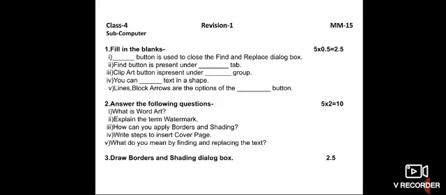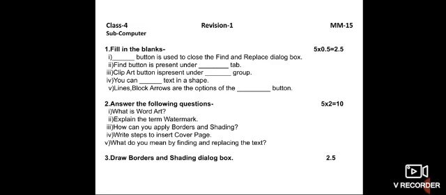So after completing the chapter's revision, here is a revision test for you. Here you all have to solve this question paper in your rough copy after learning Chapter 5. So, first is fill in the blanks. First, dash button is used to close the Find and Replace dialog box. Second, Find button is present under dash tab. Third, Clip Art button is present under dash group. Fourth, you can dash text in a shape. Fifth, lines and block arrows are the options of the dash button.